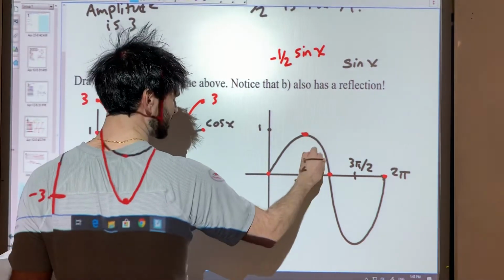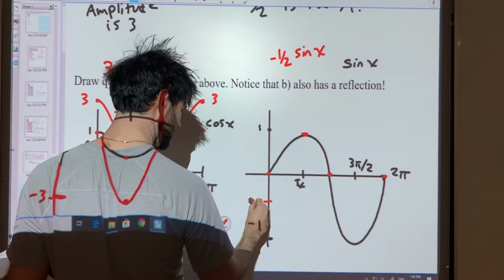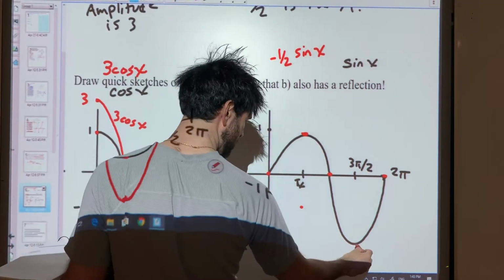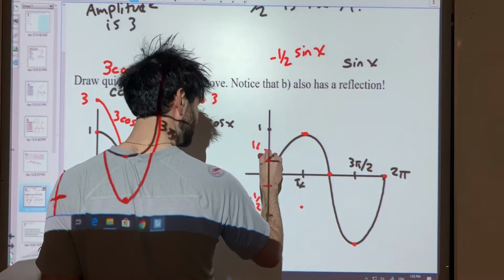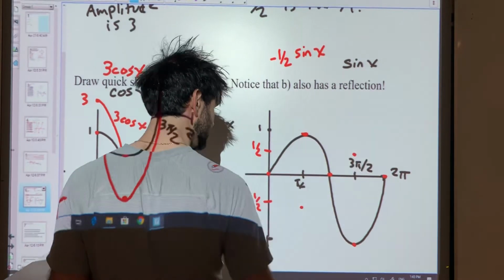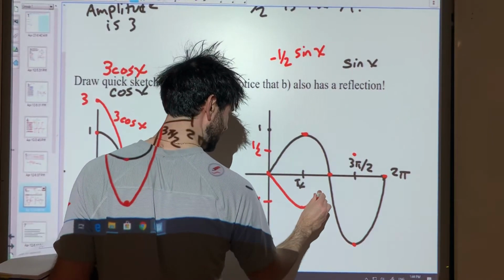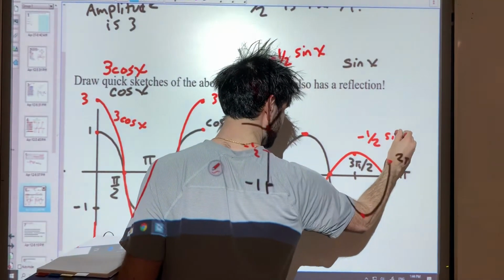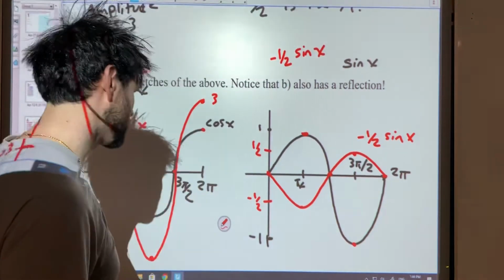This point over here that's at pi over 2 and 1 is going to flip over and become -1/2 right here. So I'm going to label it. There's -1/2. This point here at -1 is going to become +1/2. So there it is. Now I can see my new graph looks like this. And there is -1/2 sine x. Wow, that looks great.